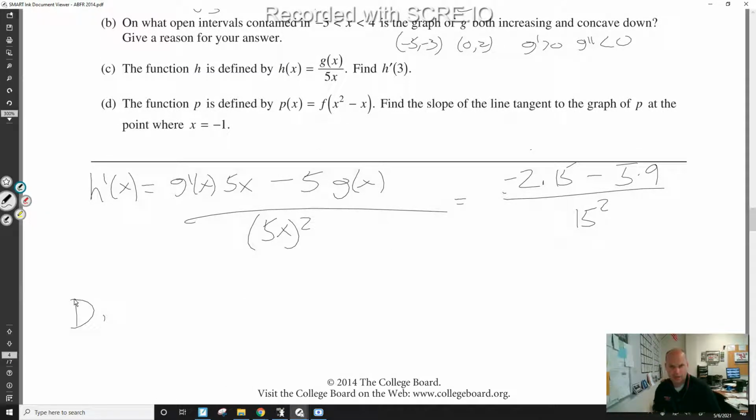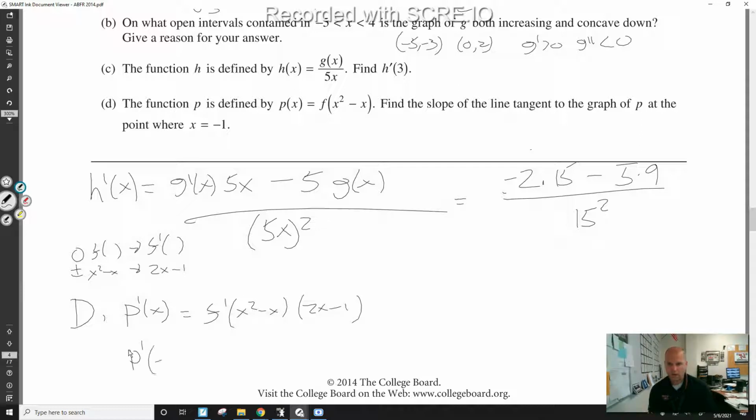D, there's P. Find the slope of the tangent to the graph of P at the point where x equals -1. Yeah, it's really just like another derivative rules. What's P prime? Well, it's a chain. Outside, inside. The outside's f of, the inside is x squared minus x. So P prime is f prime of x squared minus x times quantity 2x minus 1.